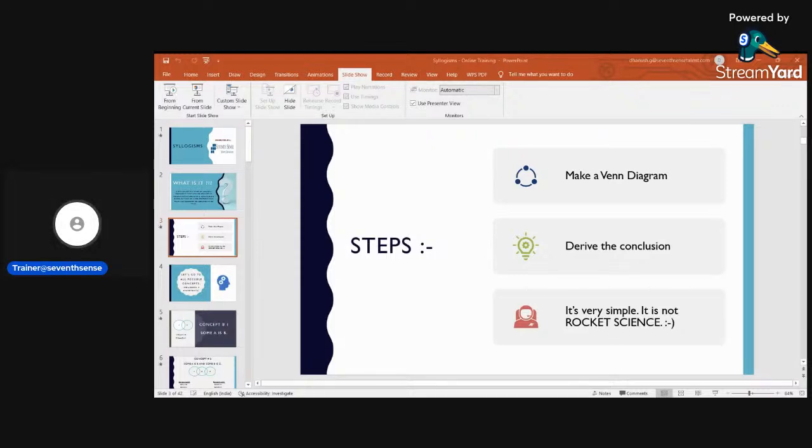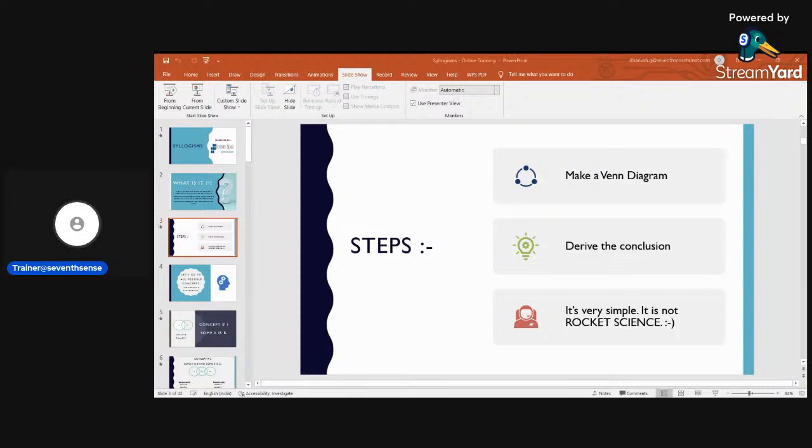Between A and B: some A is B, some B is A. Between B and C: no B is C or no C is B, some B is not C or some C is not B. Between A and C: no A is C or no C is A, and some A is not C and some C is not A.